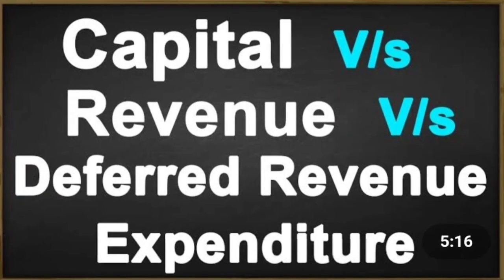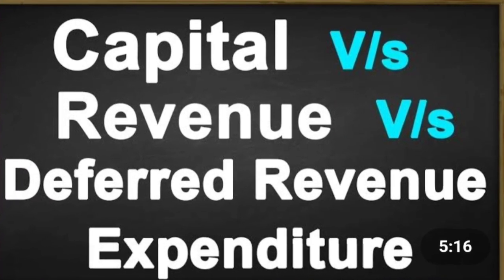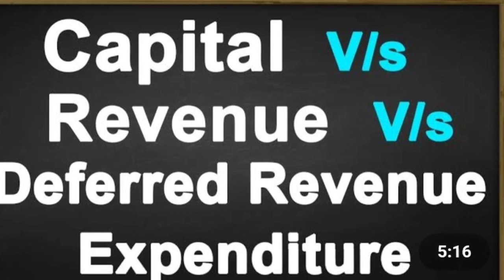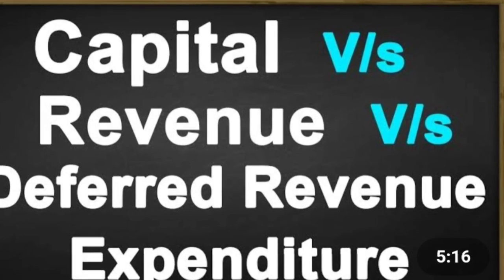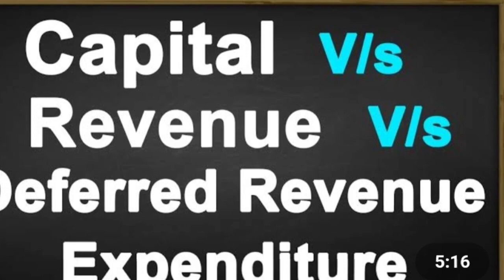Let us understand. In the first year, rupees 20,000 will be charged to the debit side of the PL account, and in the balance sheet, deferred revenue expenditure will show a balance of 80,000. That is 1 lakh minus 20,000, 80,000. In the second year, again the PL account will be charged with 20,000, and in the balance sheet, deferred revenue expenditure will show a balance of 60,000. That is 80,000 minus 20,000.